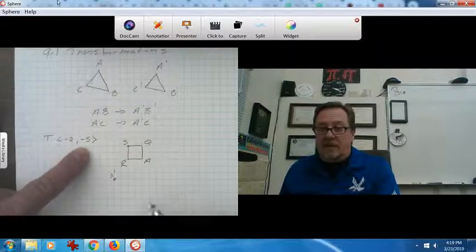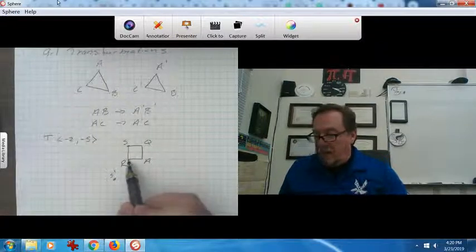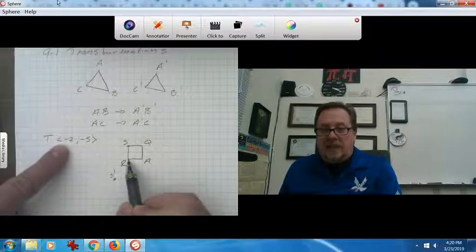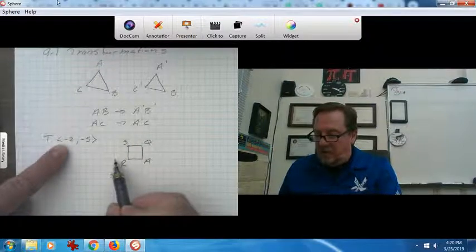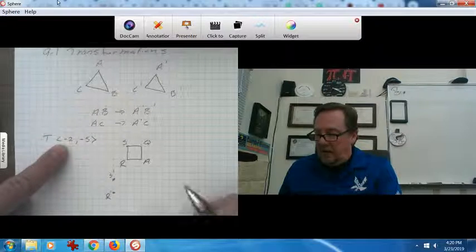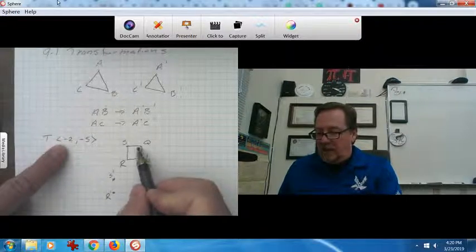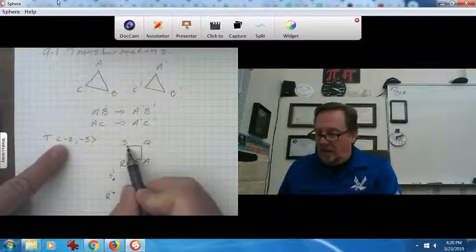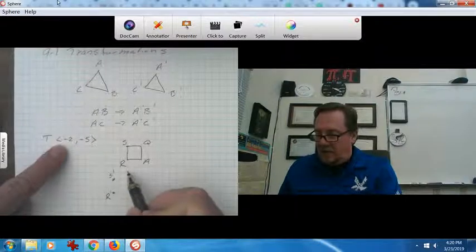Let's do that again. Starting with R, we're going to slide it to the left by 2, 1, 2, and down by 5, 1, 2, 3, 4, 5. There's R prime. Let's do it with Q. It goes to the left by 2 and down by 5. 1, 2, 3, 4, 5.